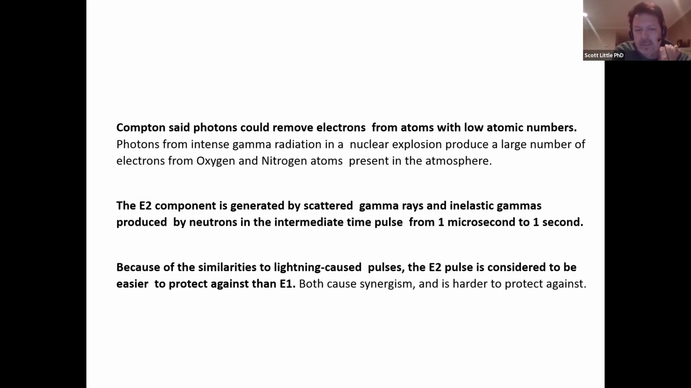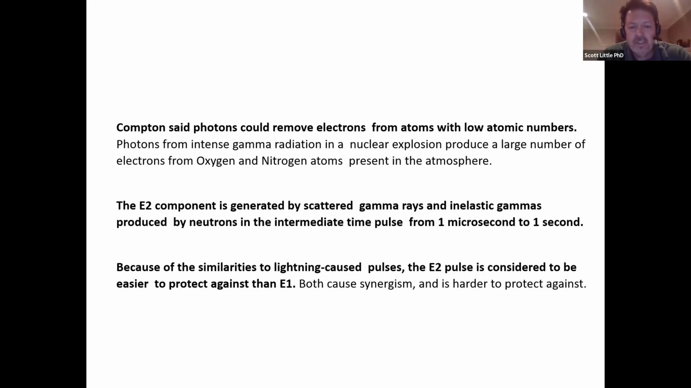So Compton was the one that said that that's why this was happening, that these pulses would be able to remove electrons from these atoms with lower numbers. So that's part of the E1, again, the real fast and intense part.